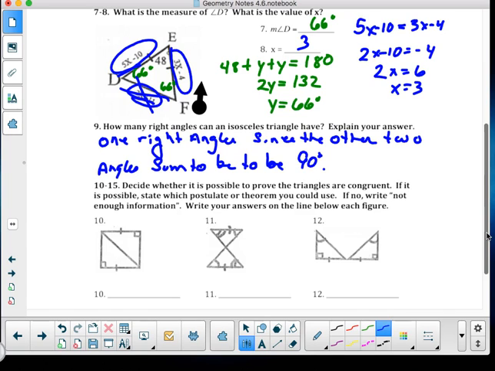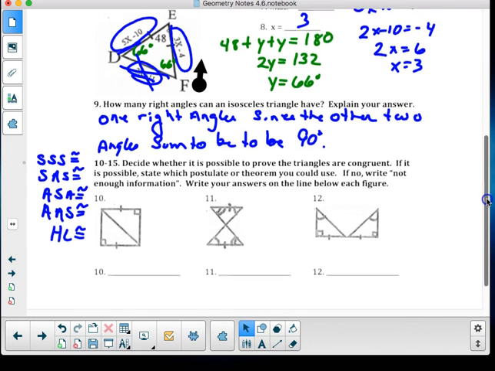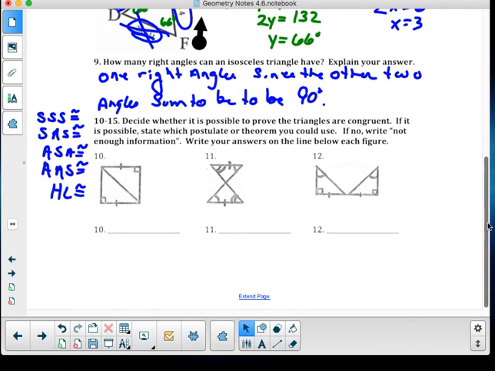In 10 through 15, we're going to decide whether it is possible to prove the triangles are congruent. So we're going to be looking at triangle congruence theorems and postulates. These are the ones I'm considering, and these are the only ones we have. So we're considering triangle congruent statements, or postulates, theorems.